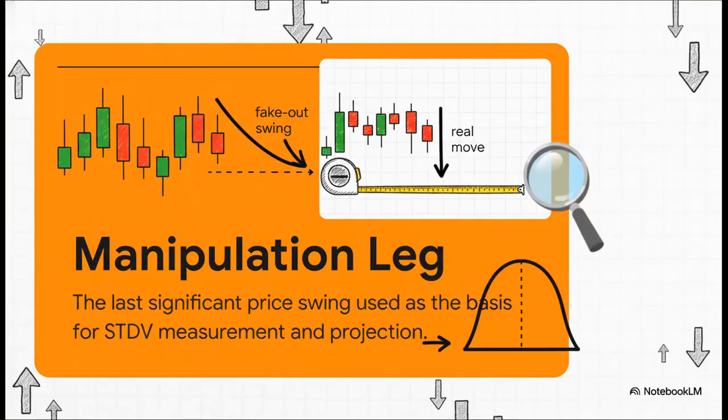Now, to use this thing effectively, you first have to identify what's called the manipulation leg. And this isn't just any old price swing. It's that last significant push against the trend, right before the market makes its real move. You can think of it like the final fake-out. And that's what we're going to use as our measuring stick.